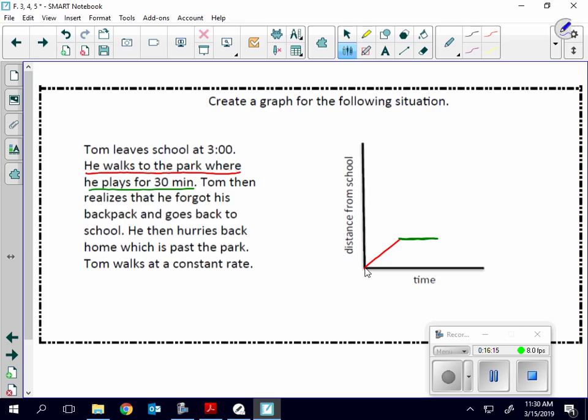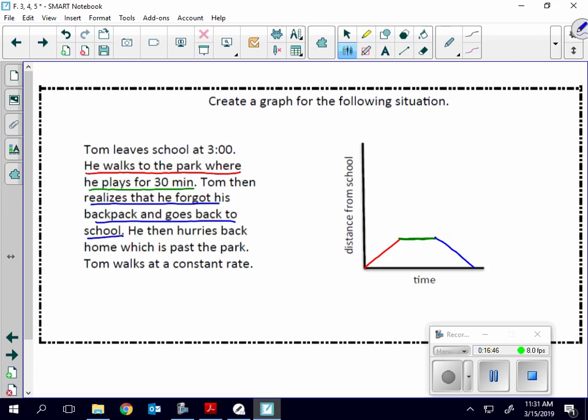All right, what happens next? Well, then he realizes he forgot his backpack, okay? And he goes back to school. Okay, it doesn't say that he walked fast or anything, so I'm going to say that that is going to be the same slope as the other one, except this time he's going back to school. So his distance from school is getting less. That doesn't look the same as the red. Let me change it, make it a little better. It doesn't really matter so much. That's good. It's closer to the red.